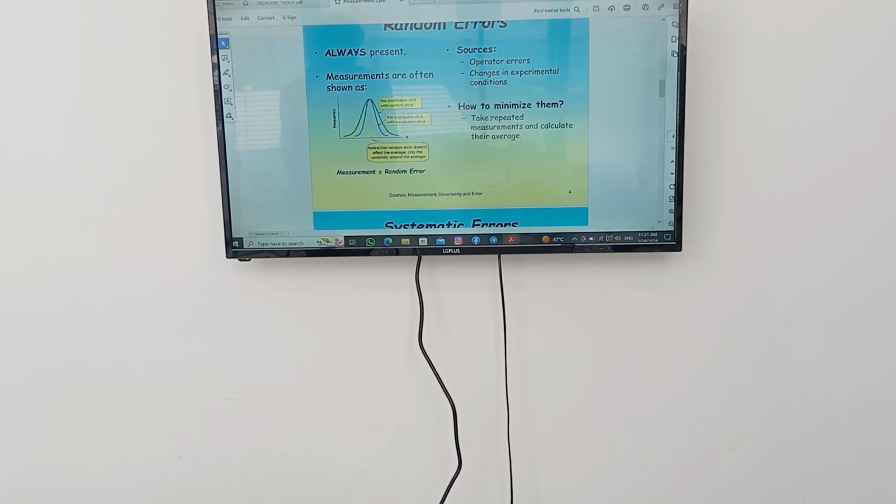Now, how do we minimize random errors? We take repeated measurements and we calculate their average. Maybe we take 5 or 6 measurements of the same experiment in the lab, and then we add them to each other and divide the sum by the number of measurements, and this is how we get their average.